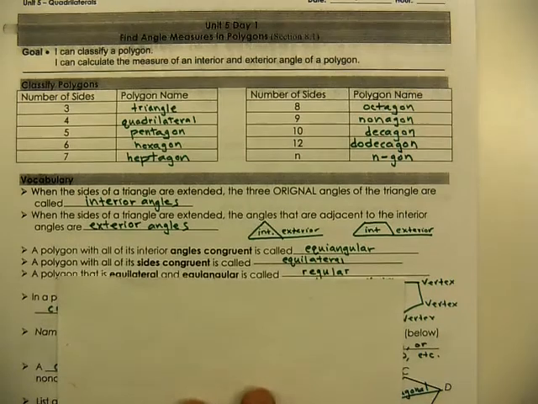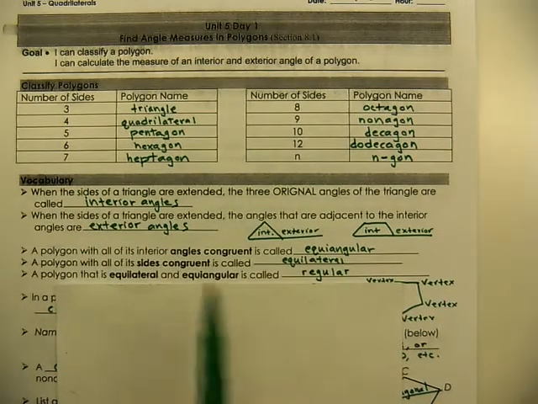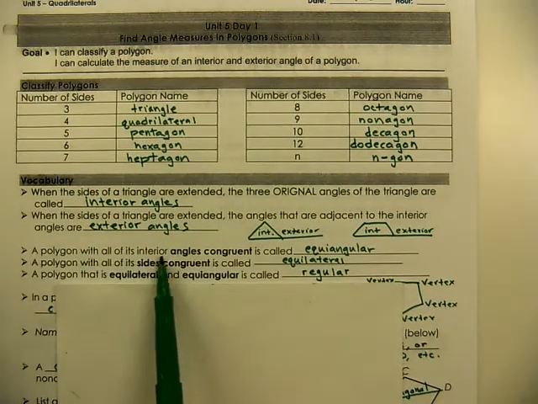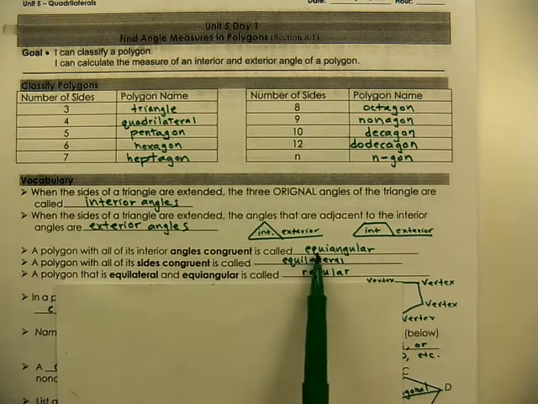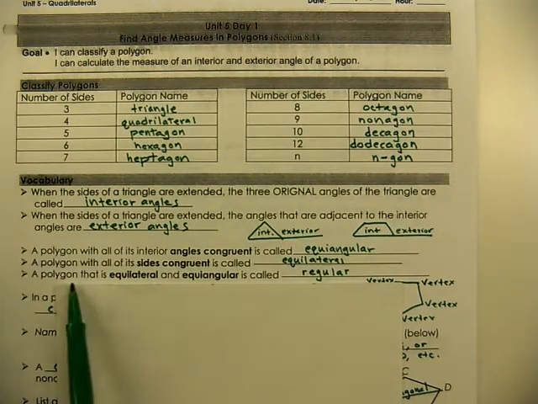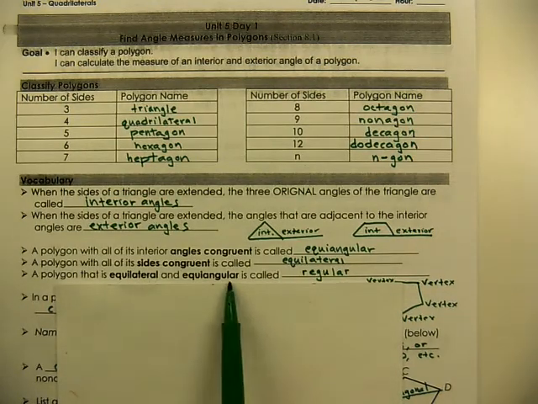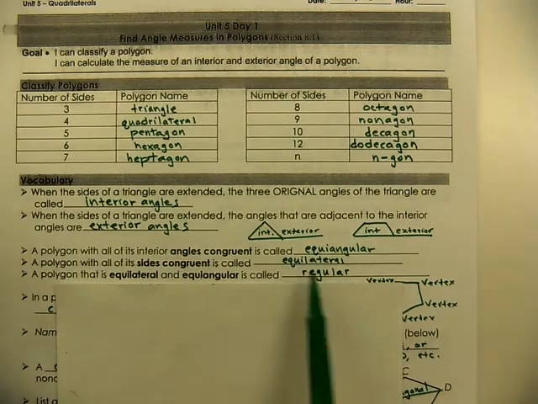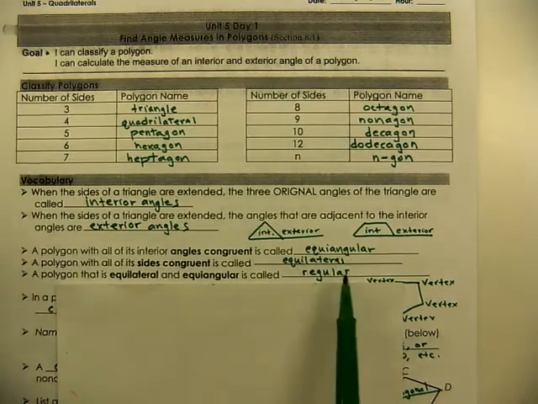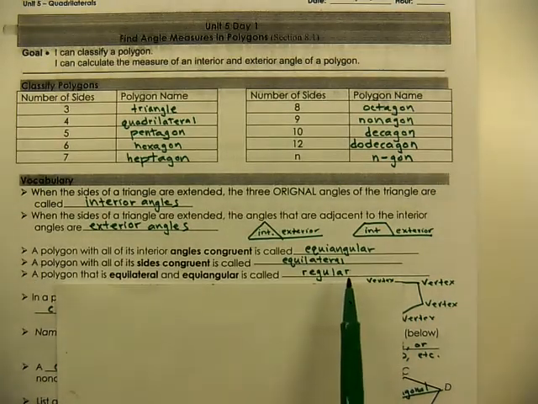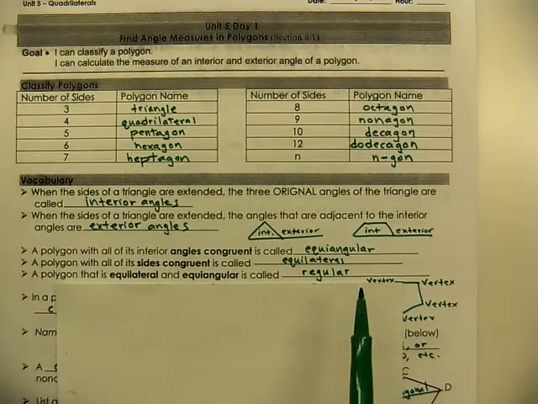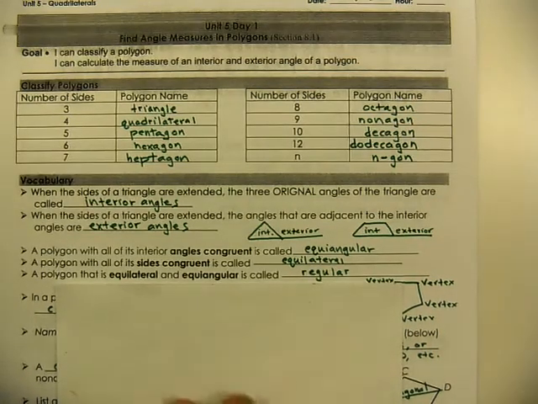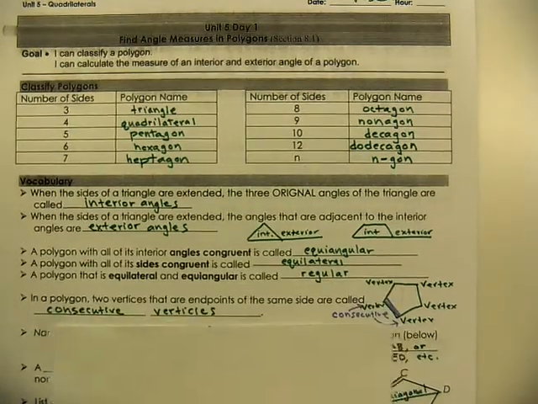We've seen these words before as well. If a polygon has all of its interior angles congruent, we call it equiangular. If all of its sides are congruent, we call it equilateral. And if it's both equilateral and equiangular, then we call it regular. And so that's a key word that we'll be seeing quite a bit today and tomorrow. Tomorrow especially, I think.